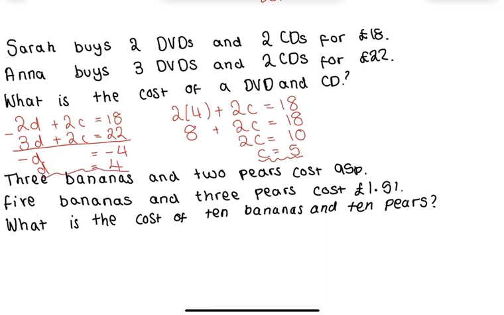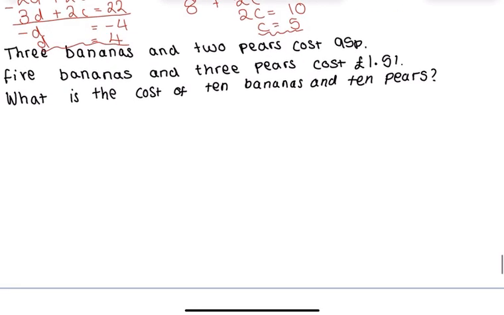Now you may have interpreted this question as what is the cost of a DVD and a CD. If you'd left your answer as a DVD is £4 and a CD is £5, that's absolutely fine. But if we're working out the cost of them together, they would be £9. So like I said, bit of a misworded question there. So if you just got that as your final answer, that is fine. But if you went ahead and added those together, that is also fine.